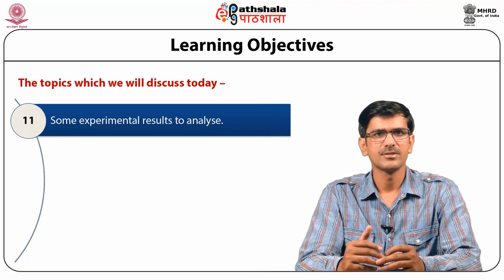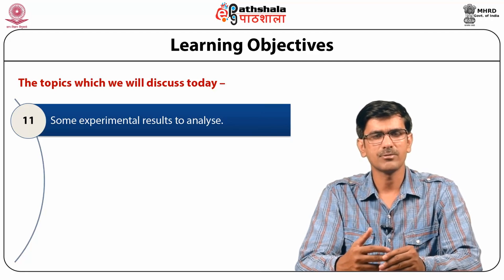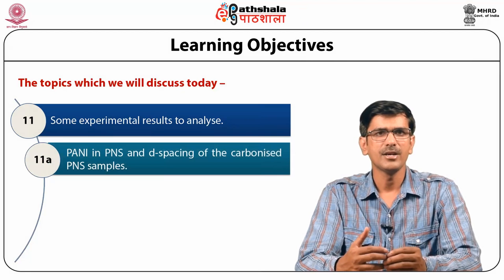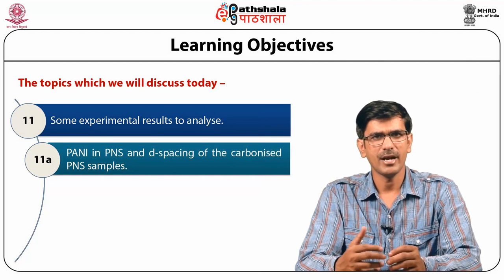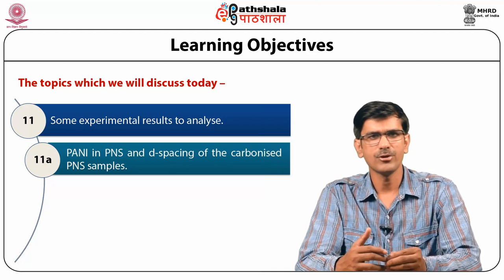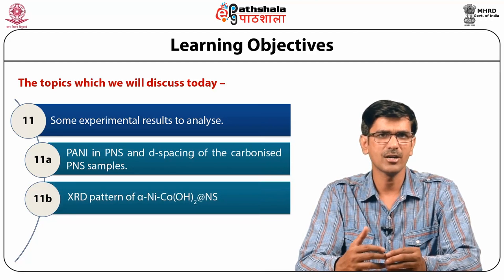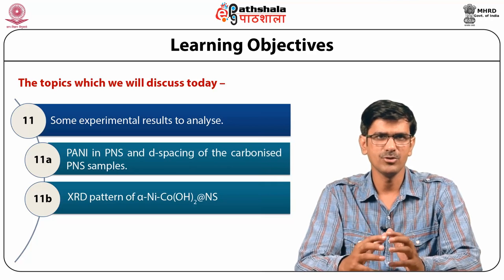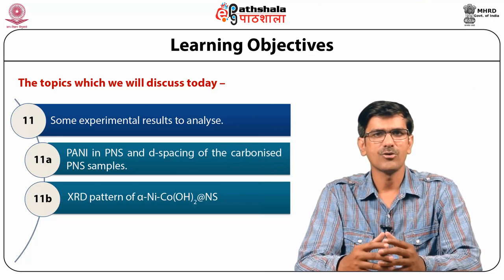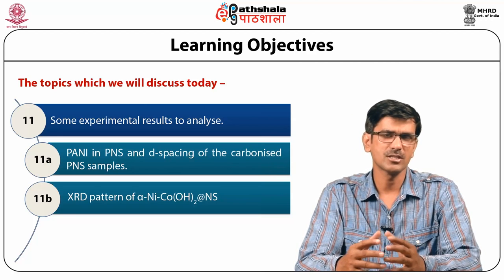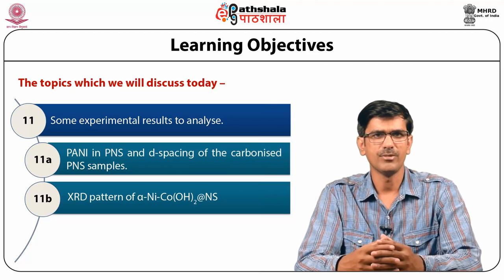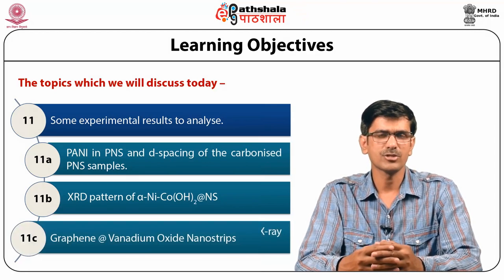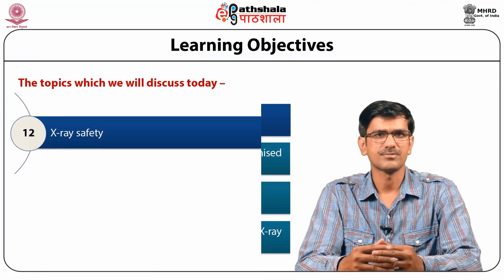Some experimental results to analyze. We have used two experimental results here. For example, polyaniline nanosheets and d-spacing of the carbonized polyaniline nanosheet samples. The other experimental result we have included here is the X-ray diffraction pattern of alpha nickel cobalt hydroxide over nickel shells. So this is an experimental result in which we use nickel shell as a substrate and coated nickel cobalt hydroxide over it, and we will discuss the XRD analysis of this sample. In the third, we use vanadium oxide nanostrips coated over graphene materials. X-ray safety will also be discussed.